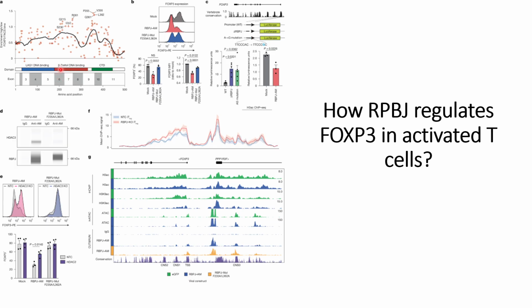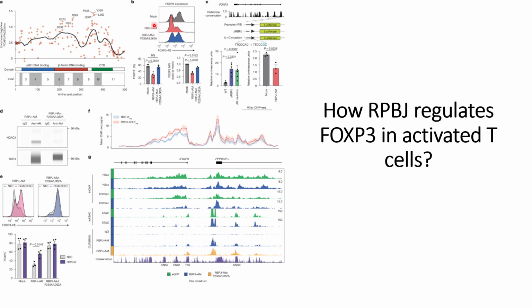When they checked the beta trefoil DNA binding domain and CTD, it mainly interacts with the complex SMRT and core complex. So they think that RBPJ forming a complex with this SMRT and core plays a role towards FOXP3 upregulation or downregulation. So first they check the effect of the mutant RBPJ.